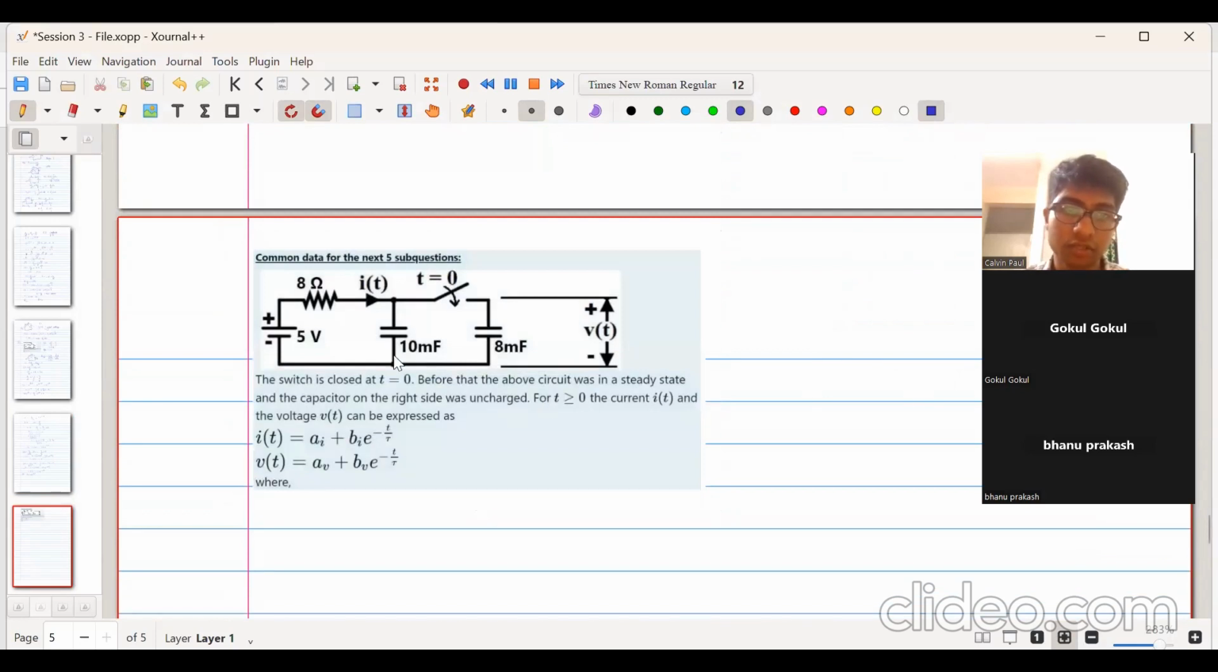So this is the circuit over here. It consists of a resistor, two capacitors, and a switch. The switch is closed when t equal to 0. Initially the current was only flowing to this capacitor. When the switch is closed, current will flow to this capacitor as well. Now they say the capacitor on the right side was uncharged. What will be the voltage across this capacitor in steady state?